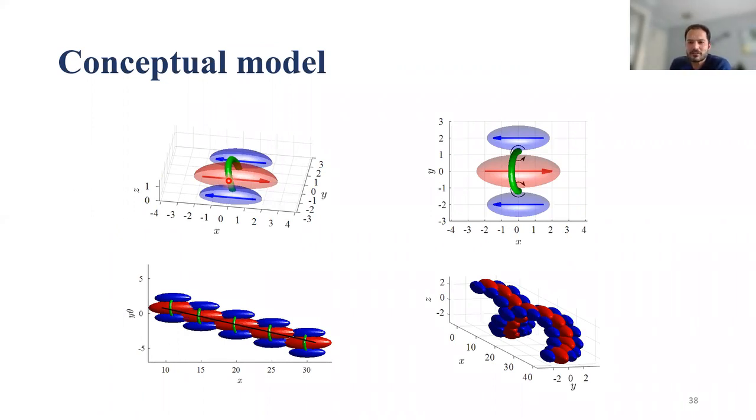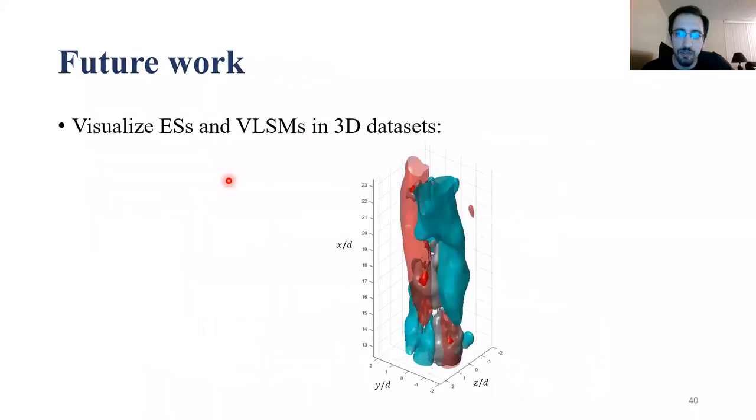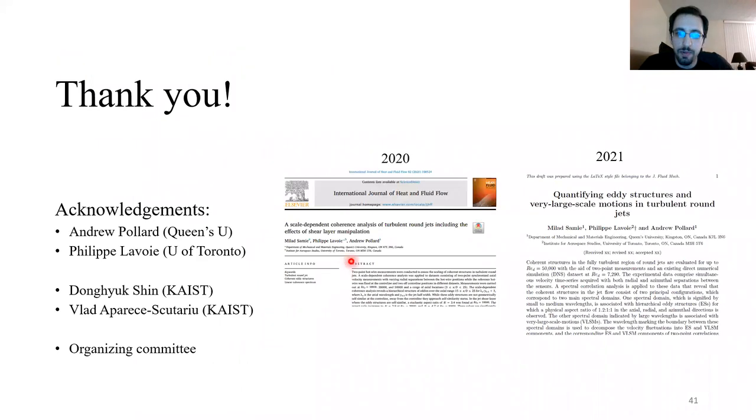Milad, did you try to do the same analysis in the development region of the jet, not the fully turbulent region, around X over D 5 to 8 or 6? Yeah, I did. I didn't present the data here, but if you're interested, you can look at this paper, which was published last year in the International Journal of Heat and Fluid Flow.